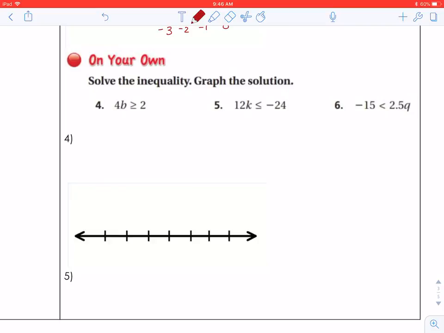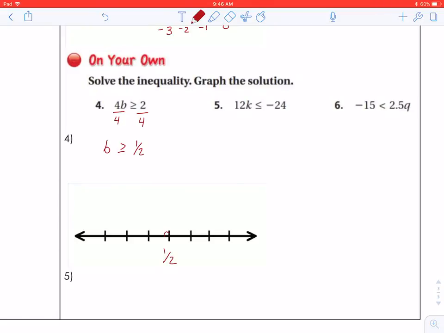So we're going to do the on your own problems a little quickly. The thing about these is we're going to end up with some fractions. In number 4, I have 4b is greater than or equal to 2. This is 4 times b, so I'm going to divide by 4 on both sides. 4b divided by 4 leaves me with b is greater than or equal to 2 over 4. 2 divided by 4 simplifies down to 1/2.